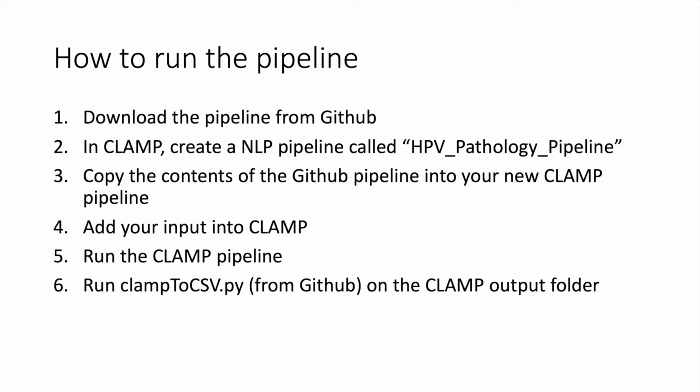To run the pipeline, first you'll need to download our repository from GitHub. Then in CLAMP, create your own NLP pipeline called HPV Pathology Pipeline, exactly how it's written out here. Then copy the contents of our GitHub pipeline into your CLAMP pipeline. Then add your input into CLAMP in the form of TXT files. Then run the CLAMP pipeline, and then run clamp_to_csv.py, which is in our GitHub repository, on the CLAMP output folder. To get to the GitHub repository, go to the link on the screen.